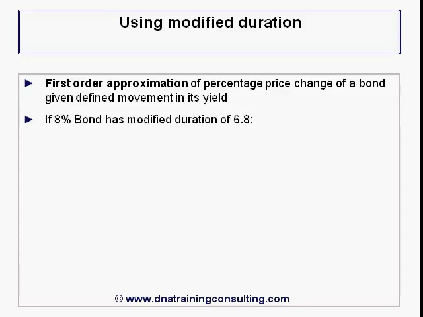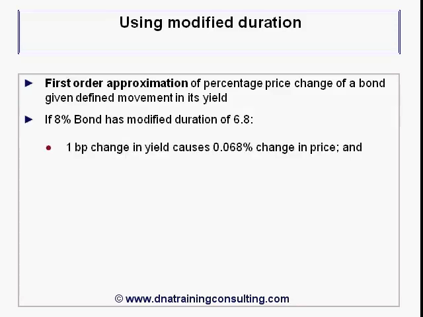If an 8% bond's modified duration is approximately 6.8, for example, it follows that a 1 basis point change in yields will cause an approximate percentage change in price of 0.068%, and a 10 basis point change in yields will cause an approximate percentage change in price of 0.68%.